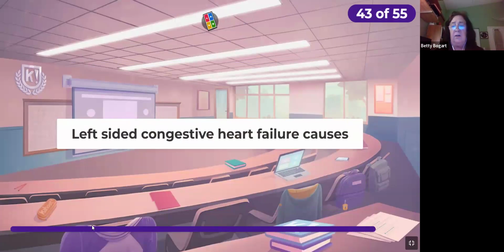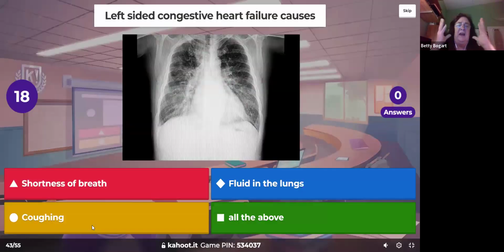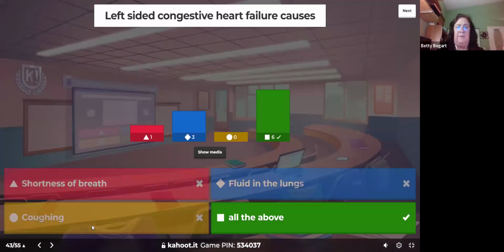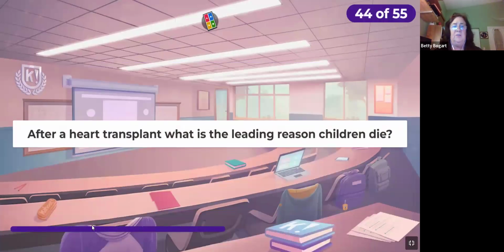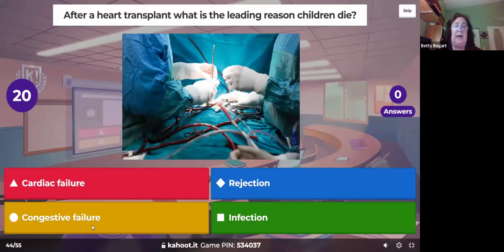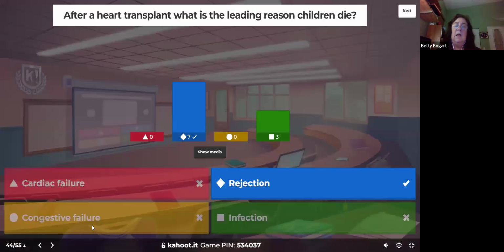Left-sided congestive heart failure causes what? The left side of your heart's not working right. That means blood backs up. Where does it go? And it's short of breath, fluid in the lungs, coughing, filling up the lungs. Very good. After a heart transplant, what's the leading reason children die? And it is rejection. Rejection is number one.